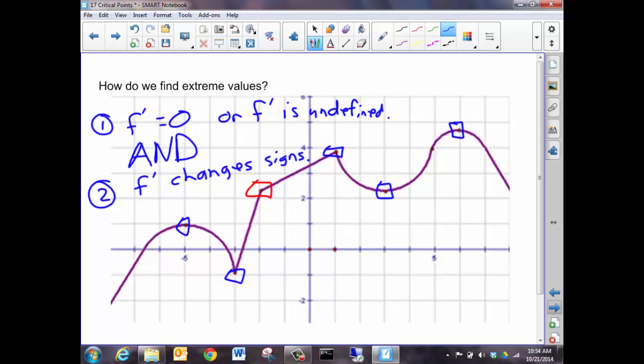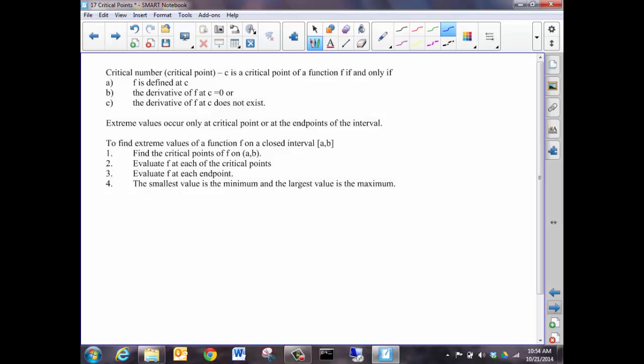So do you see the process that we're going to go through? We're going to find the derivative and set it equal to 0, and then we're going to figure out where it changes signs, okay? Not a hard process. This is where you're going to learn to repeat something over and over and over, okay? We call these points critical points. Some books call them critical numbers. I'm going to call them critical points.